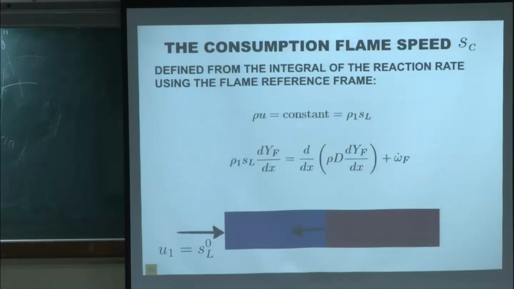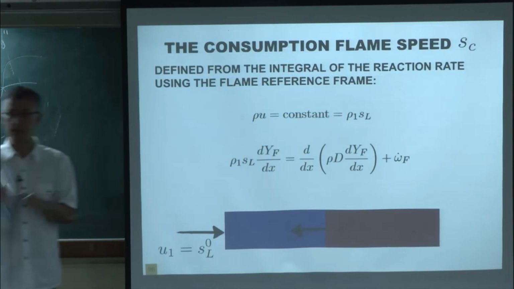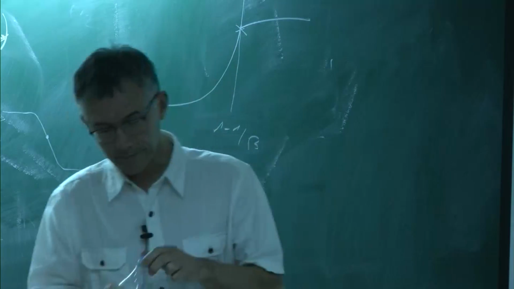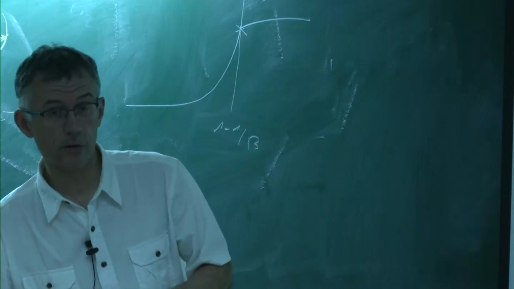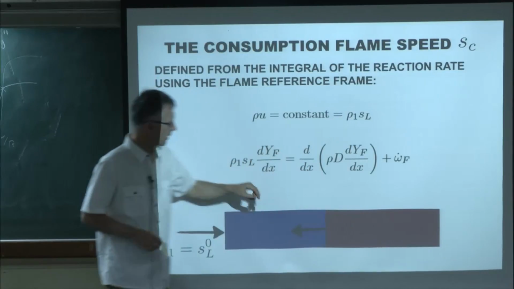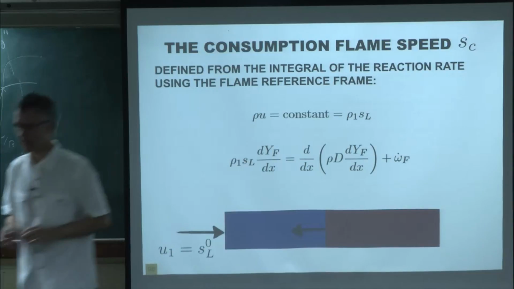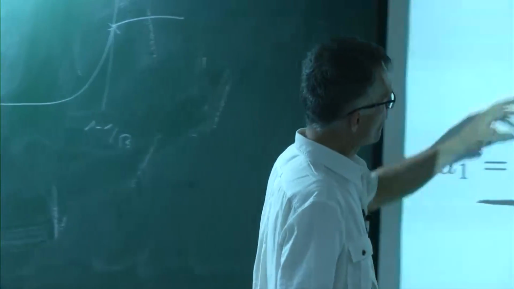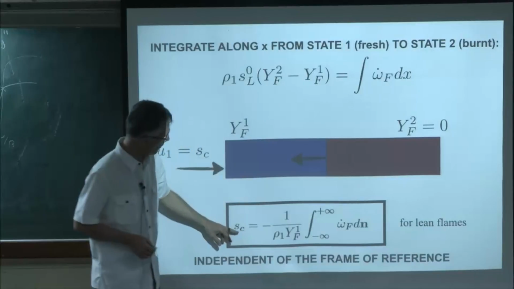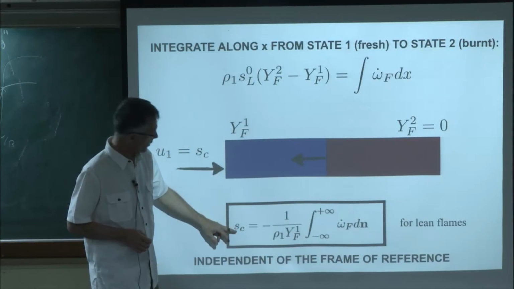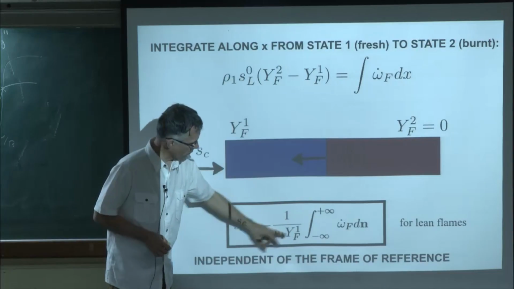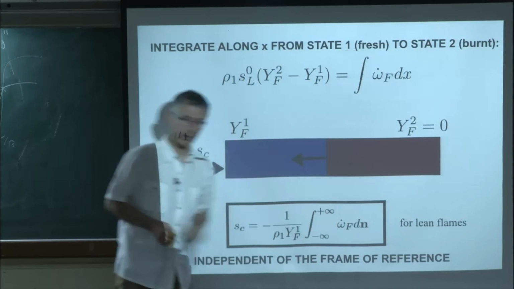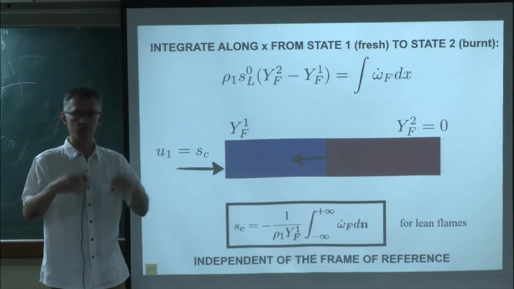This is why I'd rather work with another speed which is called the consumption speed. The consumption speed is defined in a completely different way. You take this equation, as I've done before, you integrate it from one side to the other, and you end up with an expression like this one. The flame speed is equal to 1 over rho Y_F1 times the integral of omega dot F dn. And you can do that with heat release or with any species.